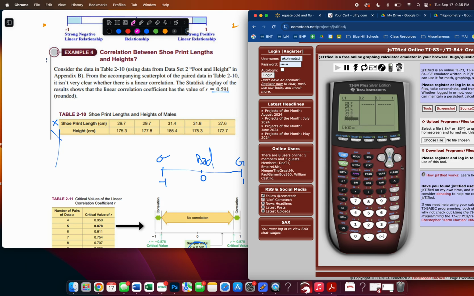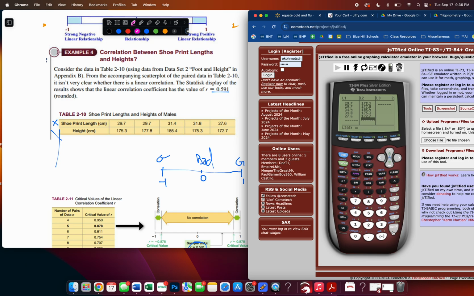Okay, that's my last data point. So now I'm going to go over to L2 and I'm going to enter my numbers in here. 175.3. I said I wasn't going to do that. Sorry. And I hope I typed all those in right. I'm going to check myself here.